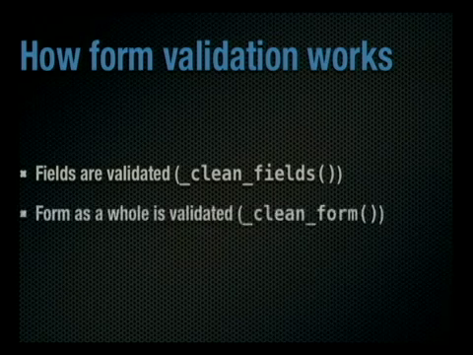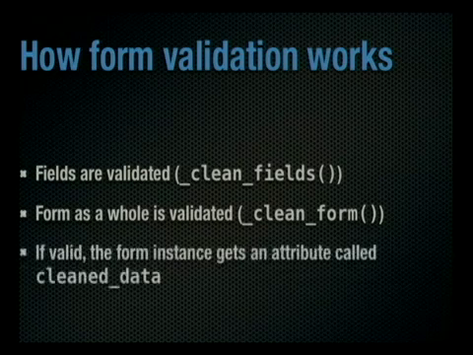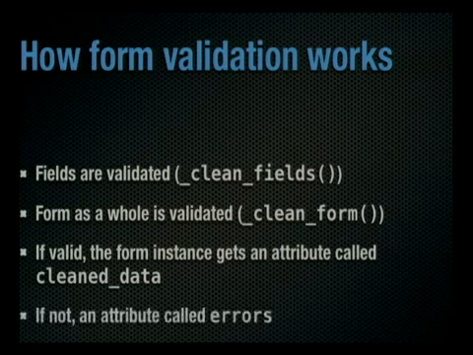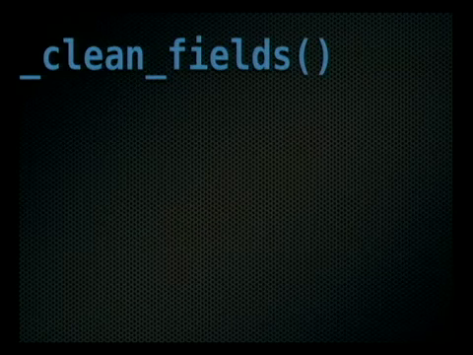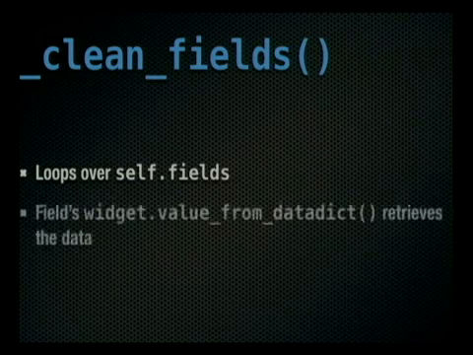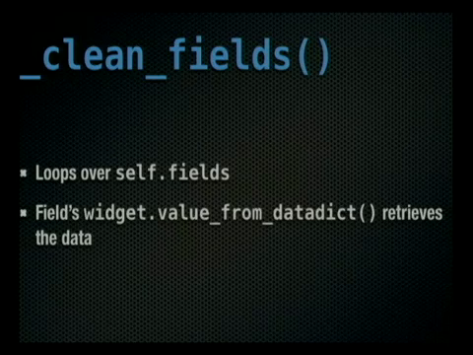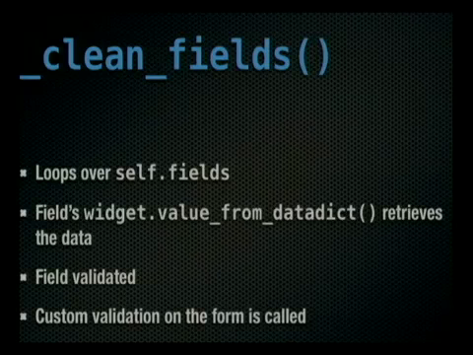Then the form as a whole is validated. Then, if valid, that form instance gets an attribute called cleaned_data. If not, it gets an attribute called errors. clean_fields just loops over self.fields, which is the dictionary of fields for that instance. Each widget attached to a field gets the data out of the data dictionary. The field is validated. Custom validation on the form is called.